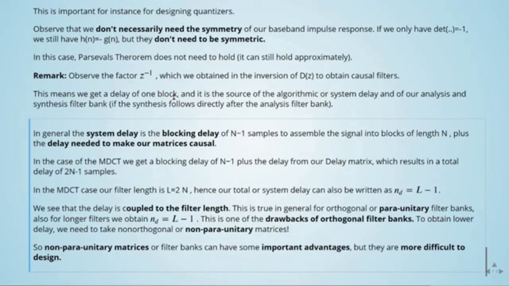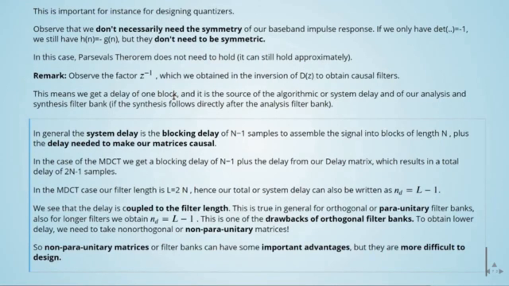In the case of the MDCT, we get a block delay of N minus 1 plus the delay from our delay matrix, which results in a total delay of 2 times capital N minus 1 samples. In the MDCT case, our filter length is L equals 2 times N. Hence, our system delay can also be written as ND equals L, the filter length, minus 1. We see that the delay is coupled to the filter length.